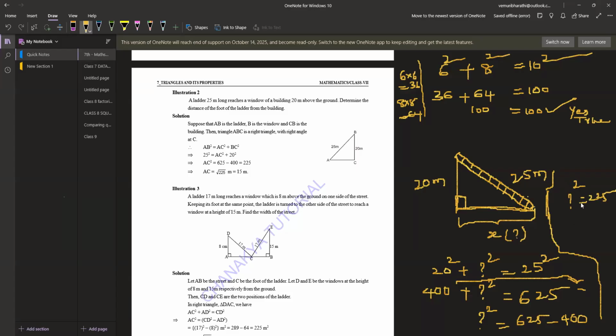So how to calculate this number? To find this, I can take 225 as 15 into 15, so I can write it as 15 square. Unknown number square is equal to 15 square, the squares get cancelled. Only the side length x is 15. 15 meters. This is the distance from the foot of the ladder to the wall. This is the unknown part we can calculate.